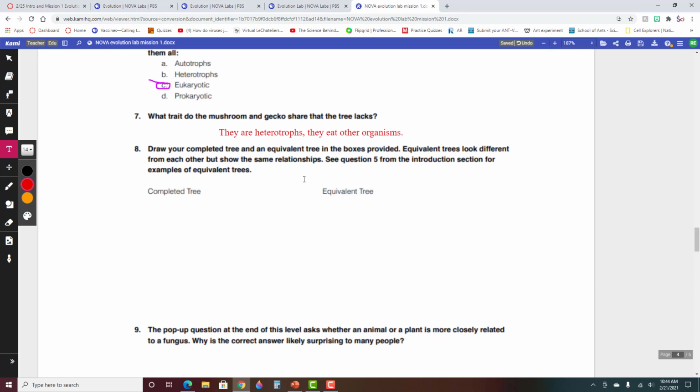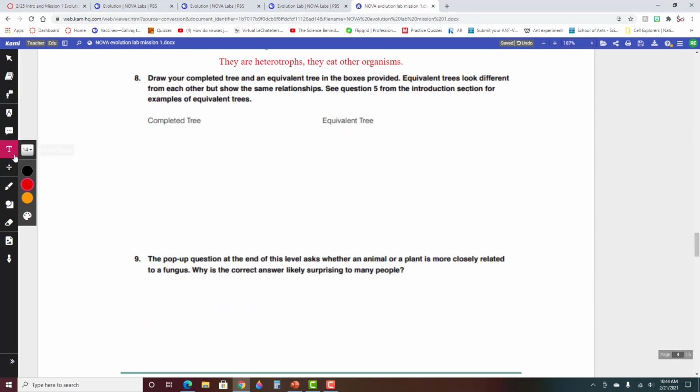Draw your completed tree and an equivalent tree in the box provided. So, grab my drawing tool here. We put the mushroom right next to the gecko, and then we put the palm tree over here. I'm going to use my text box here instead of drawing. Let me make this a lot smaller. So this would be, I think it was mushroom over here, and then the one next to it here was gecko there, and then this one here was a palm tree.